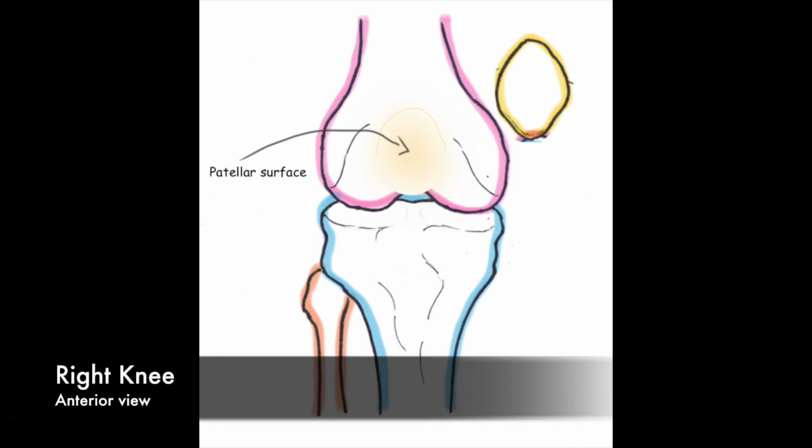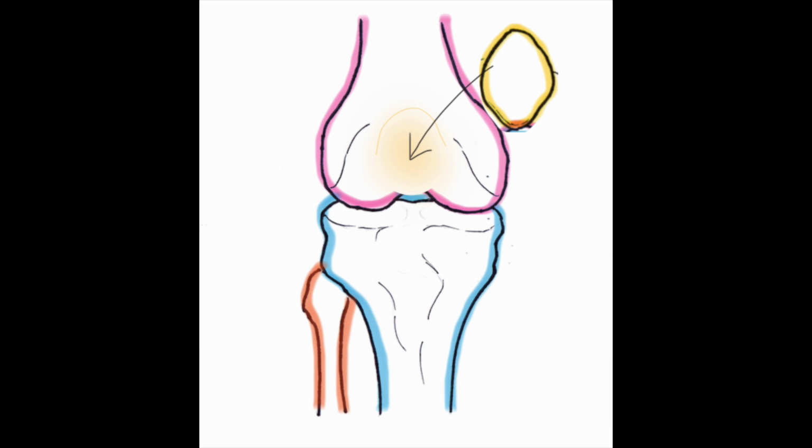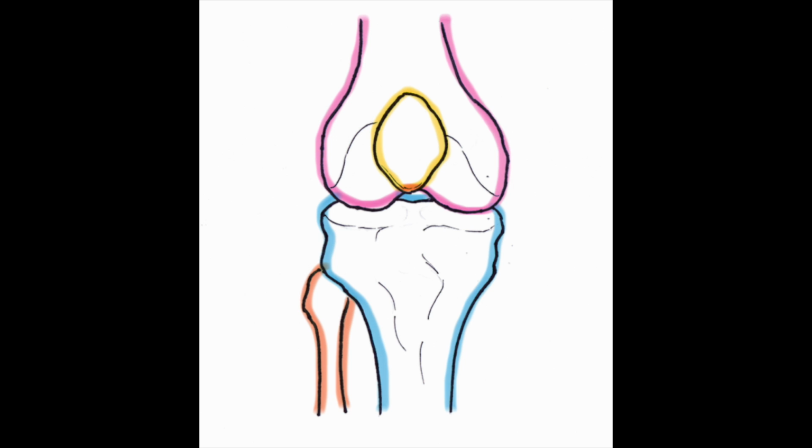In the anterior view, the patellar surface is visible on the femur. It articulates with the patella to form the patellofemoral joint, which is part of the knee joint. The patella is a sesamoid bone, meaning it is contained within the tendon, the quadriceps tendon. It functions to protect and improve the mechanical efficiency at the knee joint.